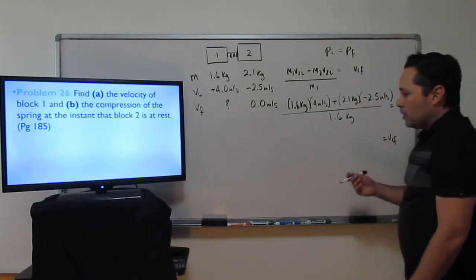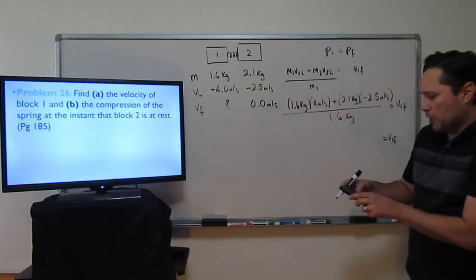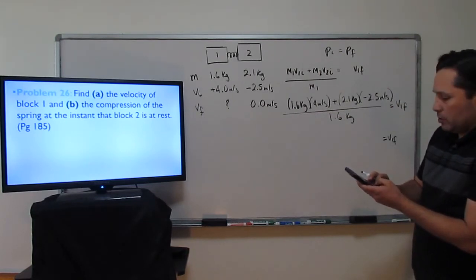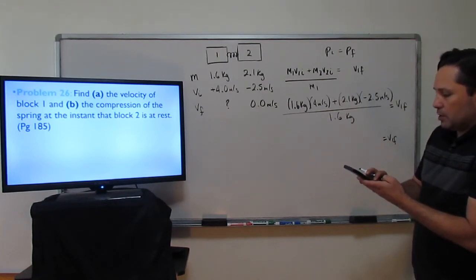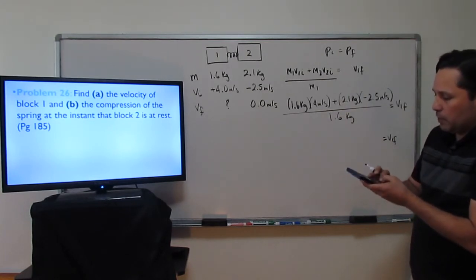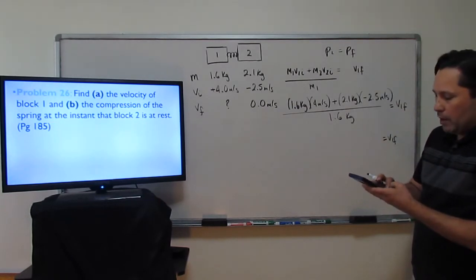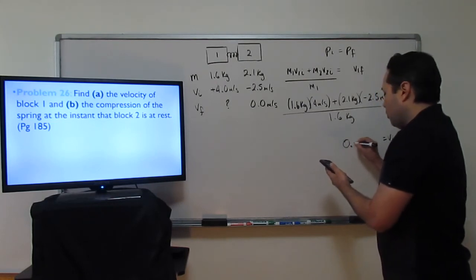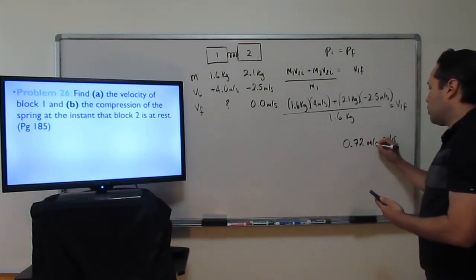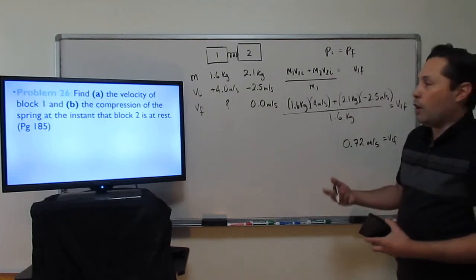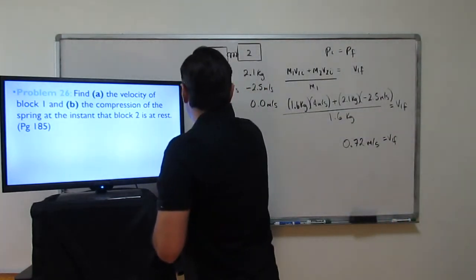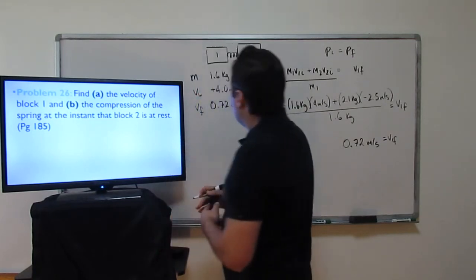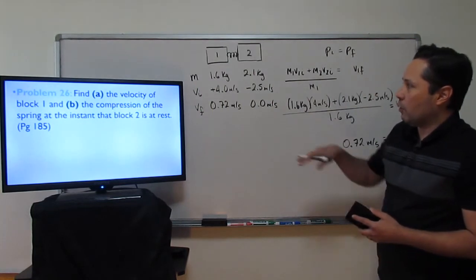Alright, v1 final is going to be, plugged into a calculator, 1.6 multiplied times 4, plus 2.1 times negative 2.5, close parentheses, equals 1.15, divided by 1.6. So that gives us an answer of velocity final 0.72 meters per second. That is the velocity final of object 1. So I'm going to put this in: it's going to be 0.72 meters per second. Alright, so now we have the velocity final of object number 1.